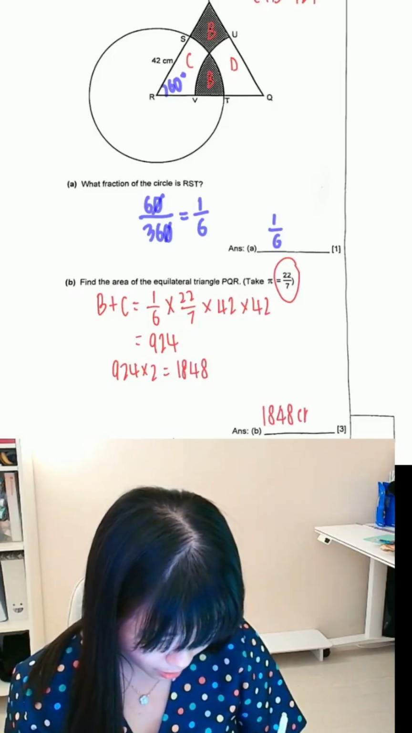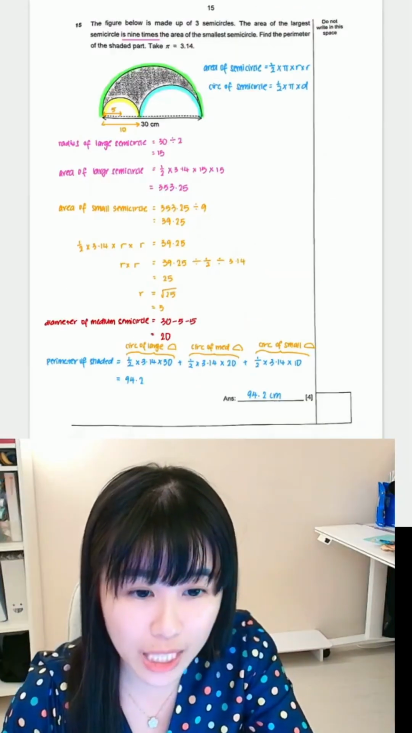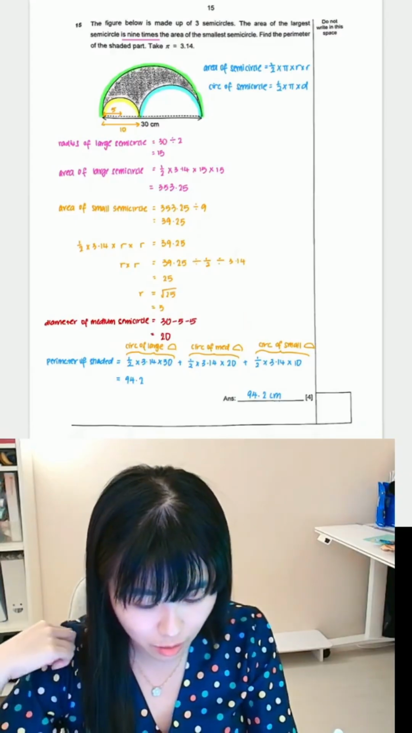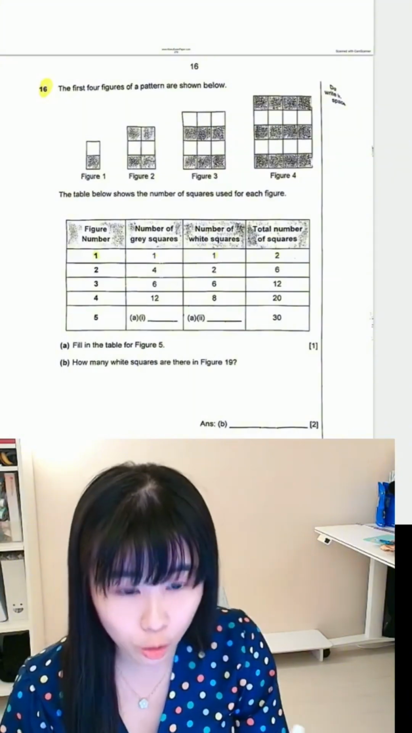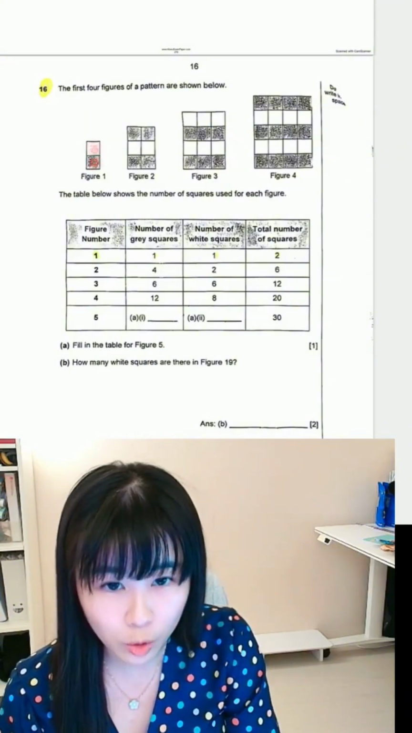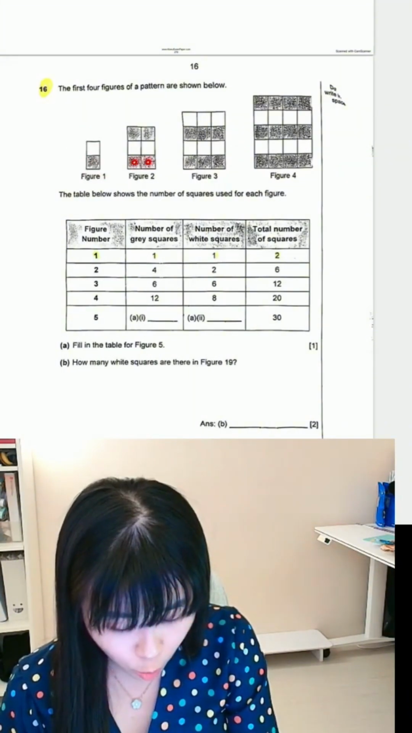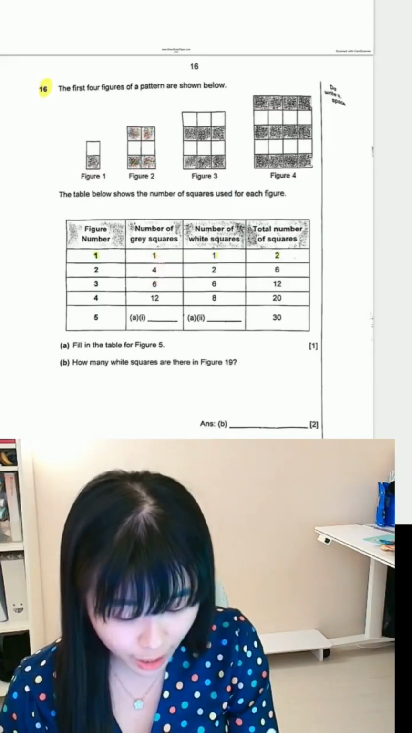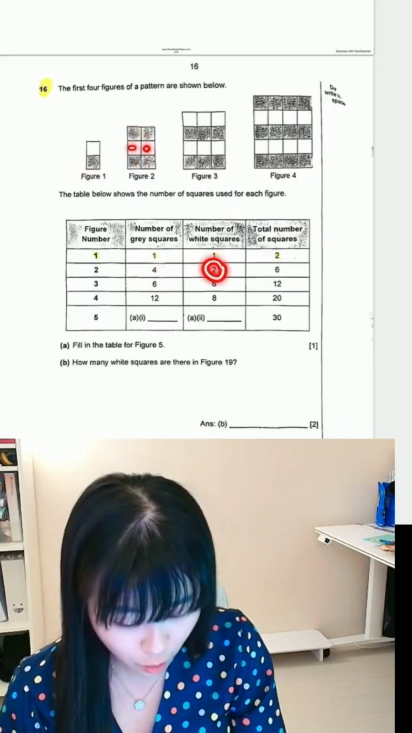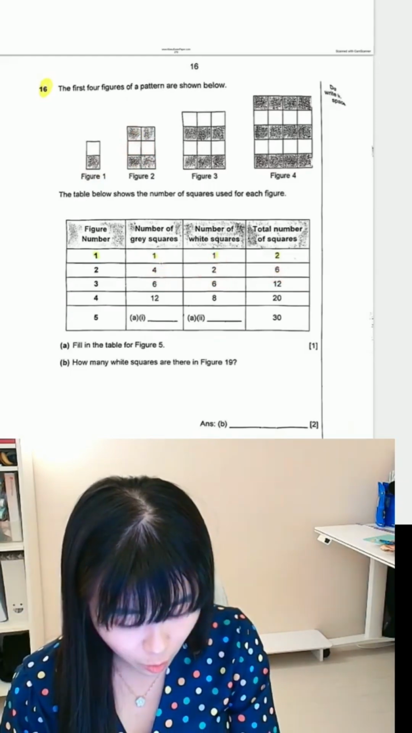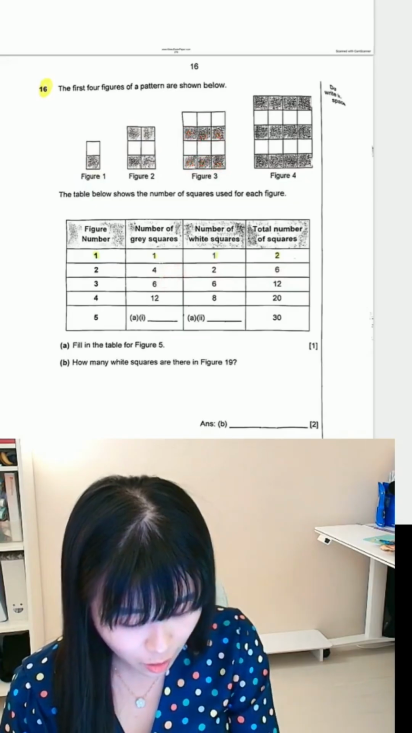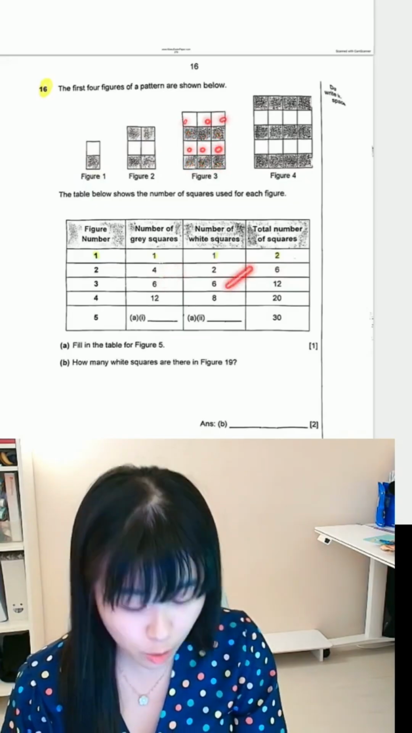1848 cm square. Question 15 is 94.2. That is the answer. So Question 16, Figure 1: 1 grey, 1 white, total 2. Figure 2: 1, 2, 3, 4, 4 grey, 1, 2, 2 white, 4 plus 2 is 6. That's how you see the pattern, just observe it. Figure 3: 1, 2, 3, 4, 5, 6 here, 1, 2, 3, 4, 5, 6 here, same. So 6 plus 6 is 12.